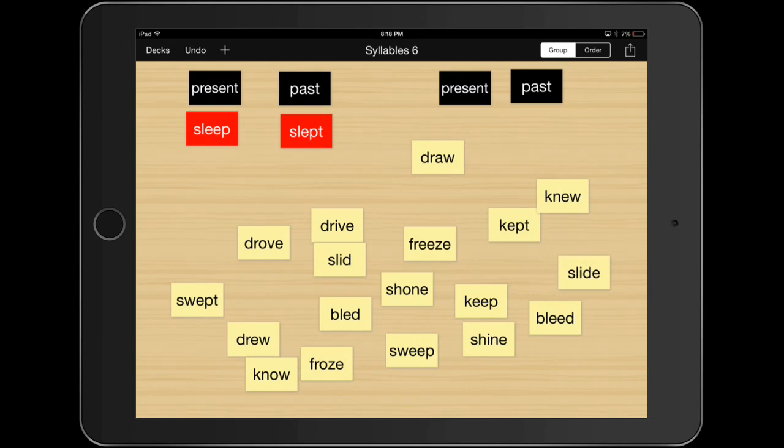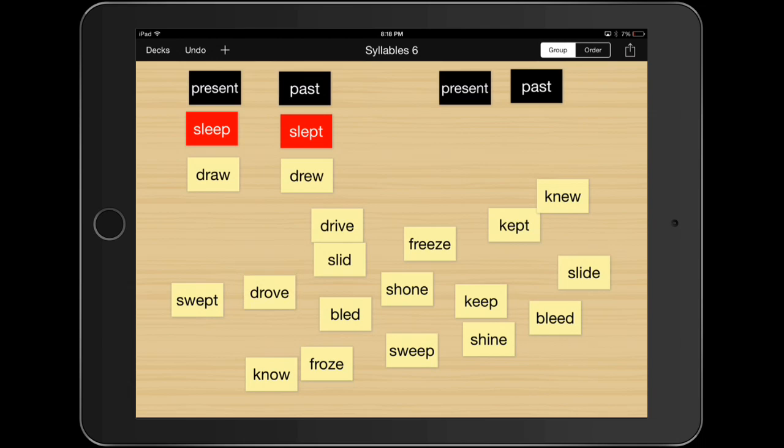How about this one? This is a fairly common word. Draw. I draw a picture. And then we see the past tense for draw is drew. I drew a picture yesterday. So notice draw is spelled D-R-A-W and drew is spelled D-R-E-W. We would never say I drawed a picture.